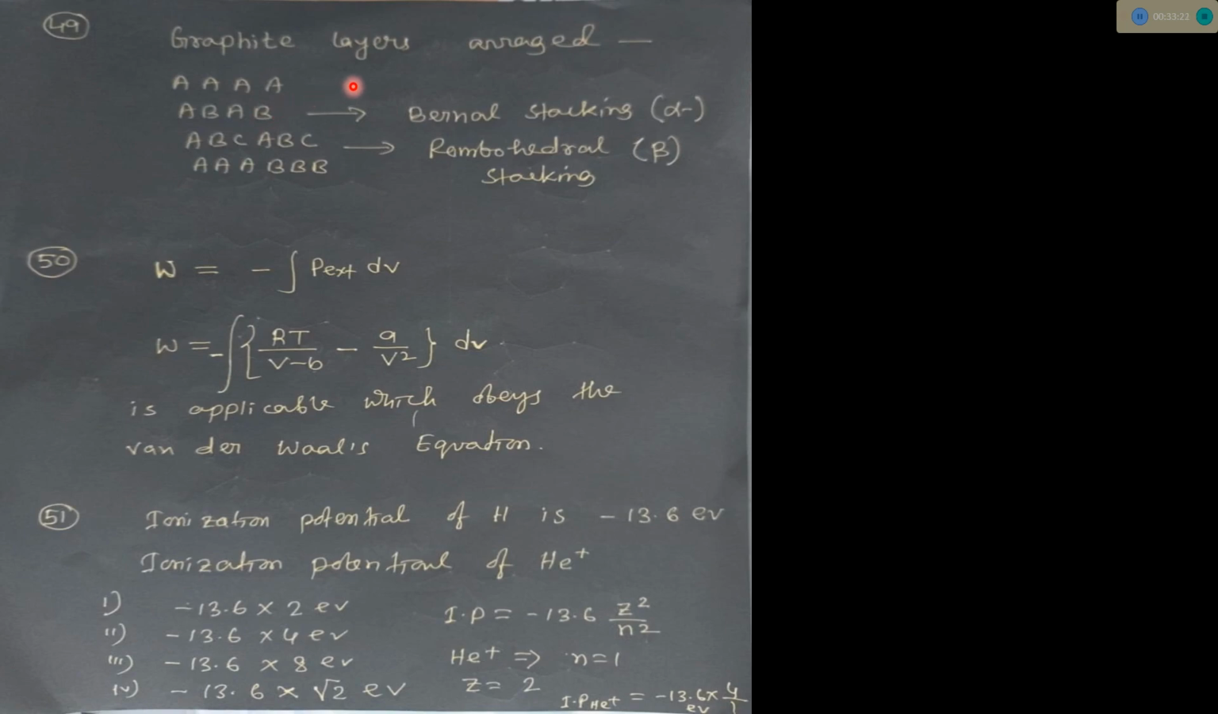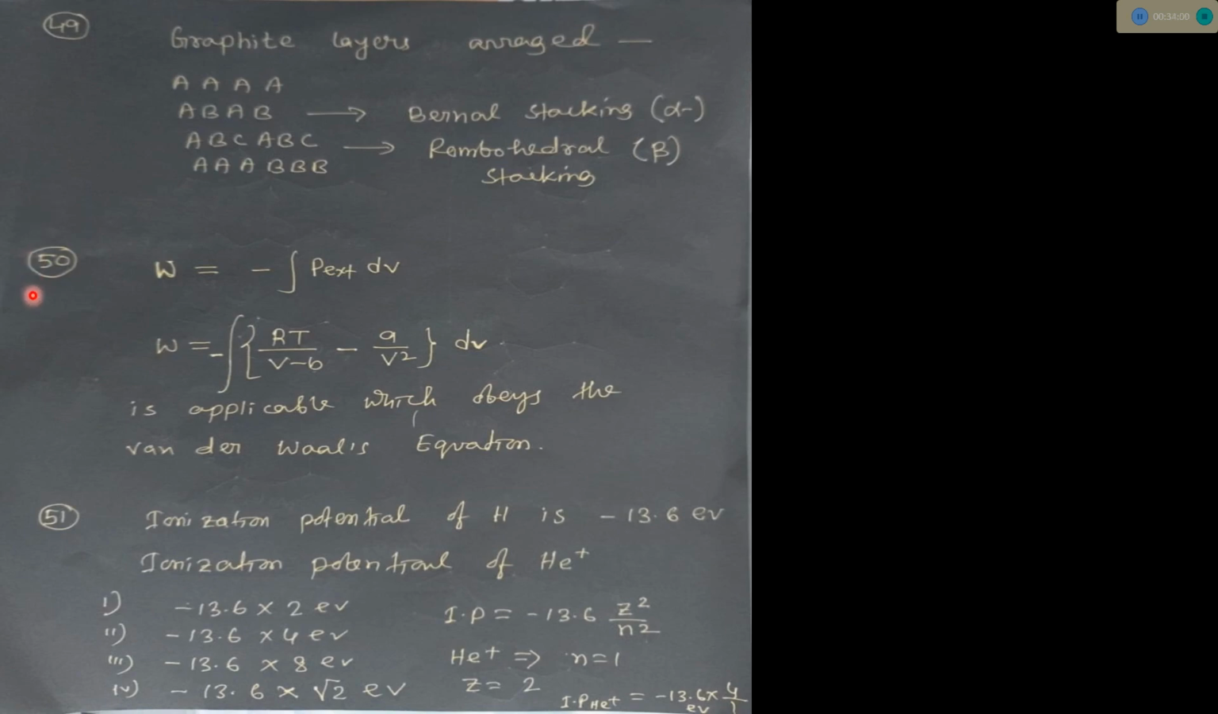In graphite layers, we will see two types of arrangements. AB, called Bernal stacking, is for alpha graphite, and ABC, rhombohedral stacking, is for beta graphite. So we normally see two types of arrangement in graphite layers.